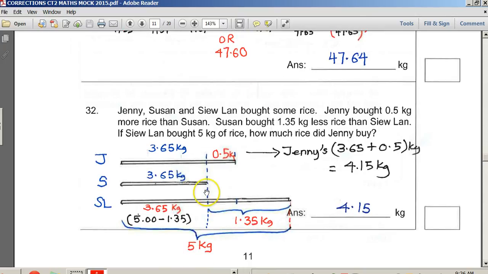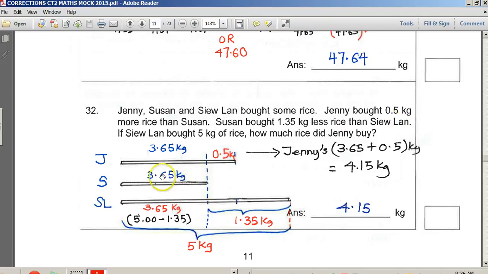Now the three persons here, Jenny, Susan and Siu Lan, bought some rice. Jenny bought 0.5 kg more than Susan. Let's check Jenny and Susan. Over here, at first we do not know how much this is, this is not given. We need to draw that this part is given, 0.5 kg more than Susan. Now Susan bought 1.35 kg less rice than Siu Lan.